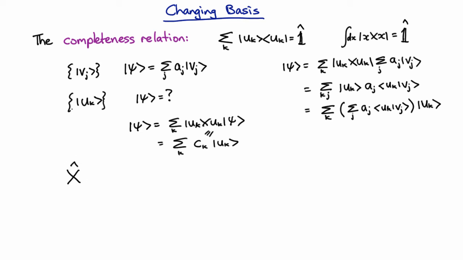So let's expand x in terms of the u_k basis. I can always write x as the identity times x, because you can always multiply by 1 as many times as you like and you don't change anything. I'm now going to expand both of these using the completeness relation.